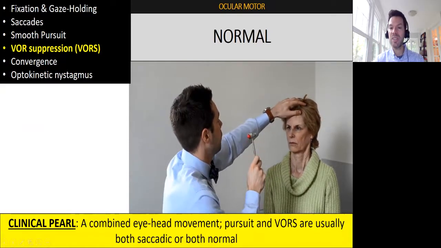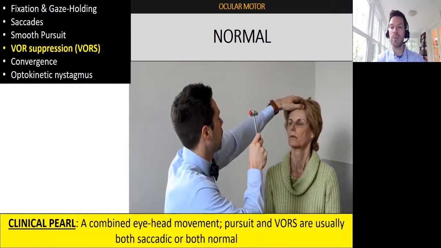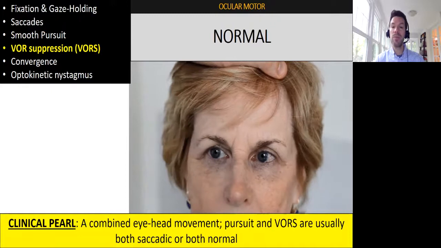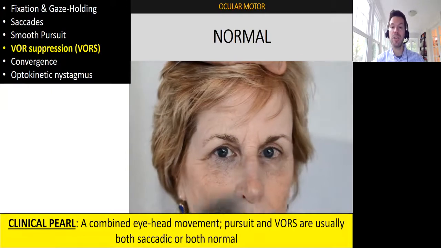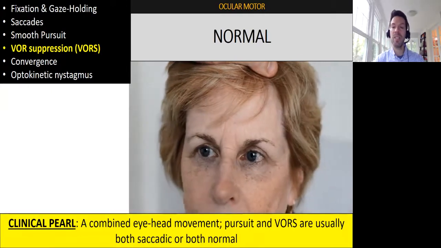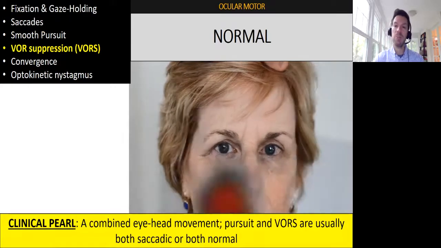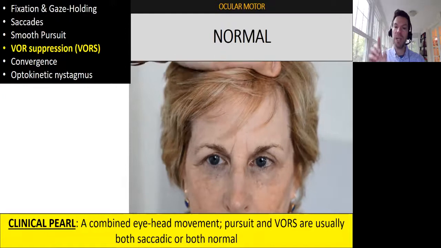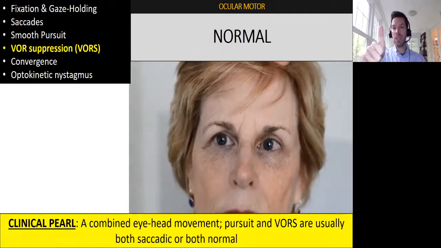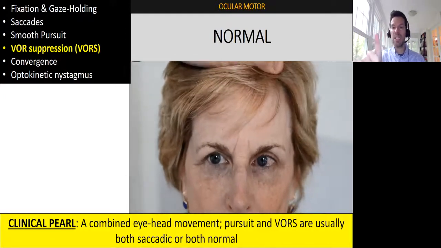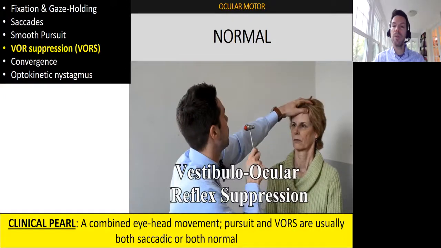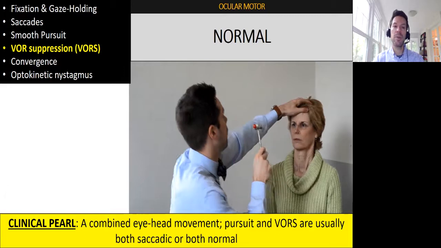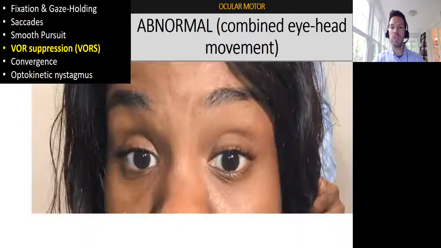VOR suppression basically is another way to evaluate the pursuit system. This is very nice in somebody who has a lot of vertical nystagmus, so a patient who has a cerebellopathy, who has spontaneous downbeat nystagmus. Sometimes because of the downbeat, it can be hard to judge whether pursuit is impaired, but if you have the patient hold out their thumb and do a combined eye-head movement, you can look for these horizontal corrective saccades, like I'll show you in the next slide, and it becomes much more apparent.